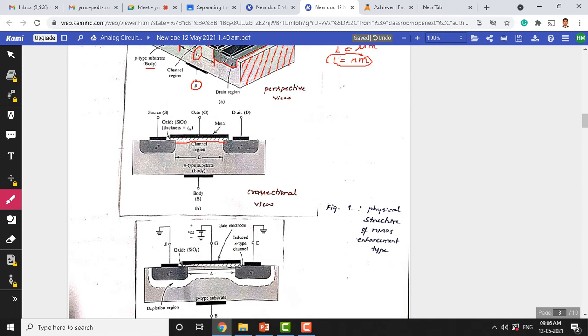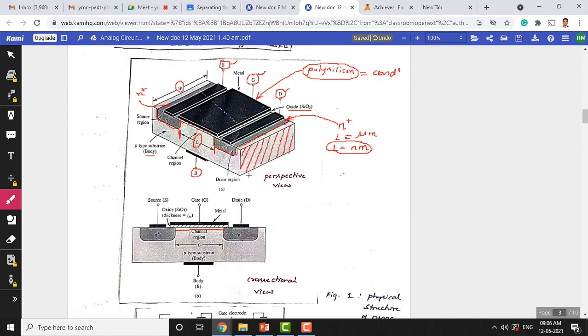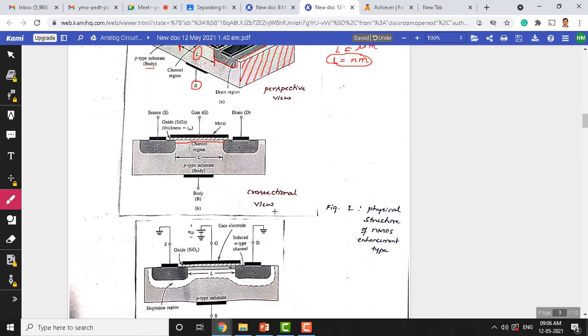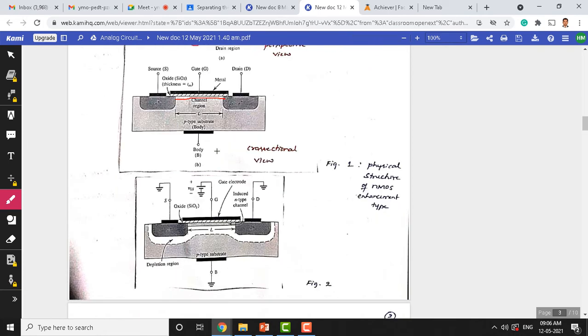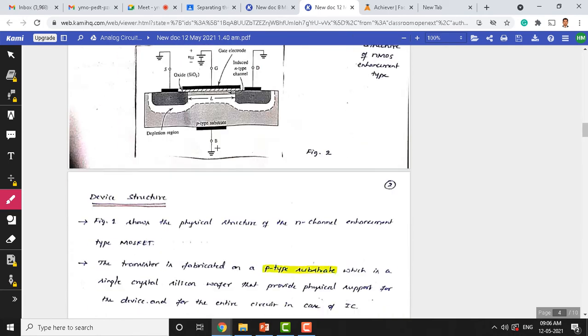With that, I think you have understood now the physical structure of a MOSFET device, the n-channel enhancement device. And later on we will see how to use this device, the physical operation of a device.